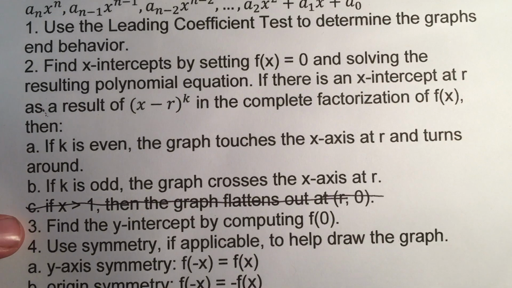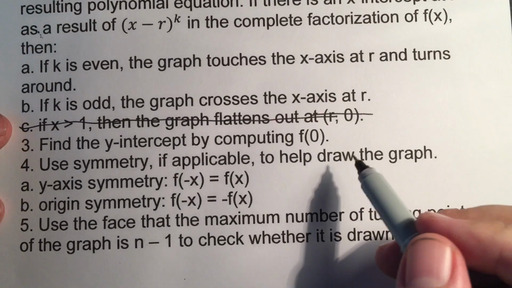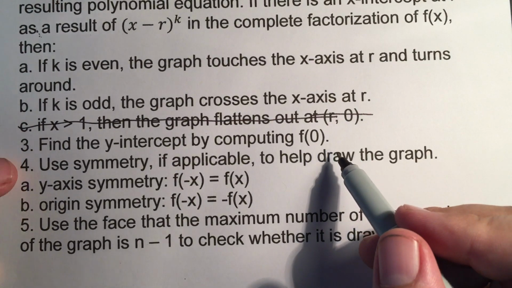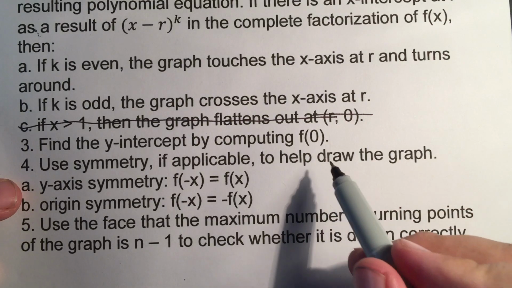Anyways, then you're going to find the x-intercept by computing f of 0. So put 0 in for x, and you'll solve that out. One thing we got to keep in mind is we want to look for symmetry, because that'll help us draw the graph.